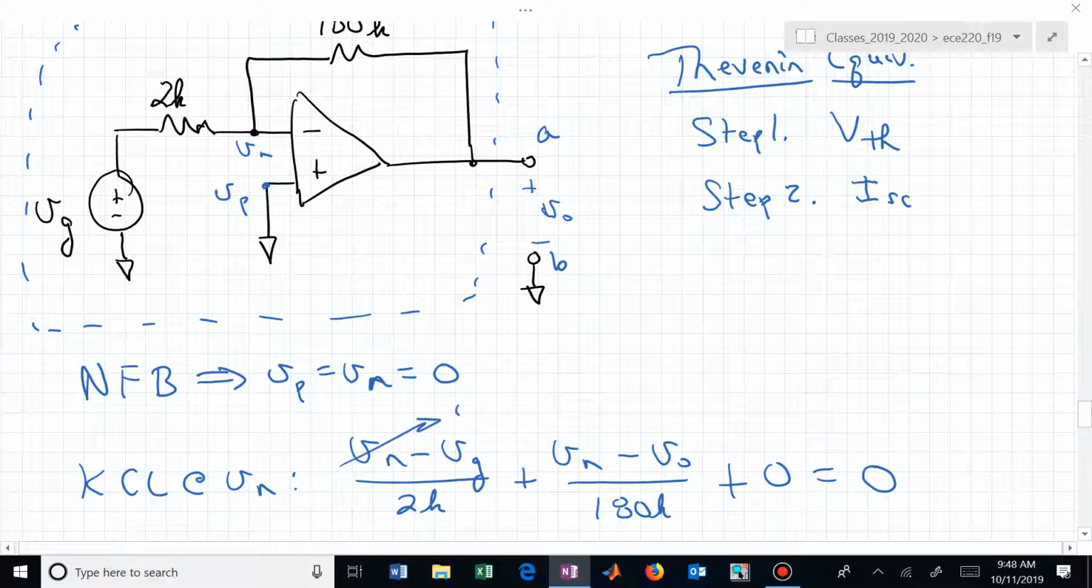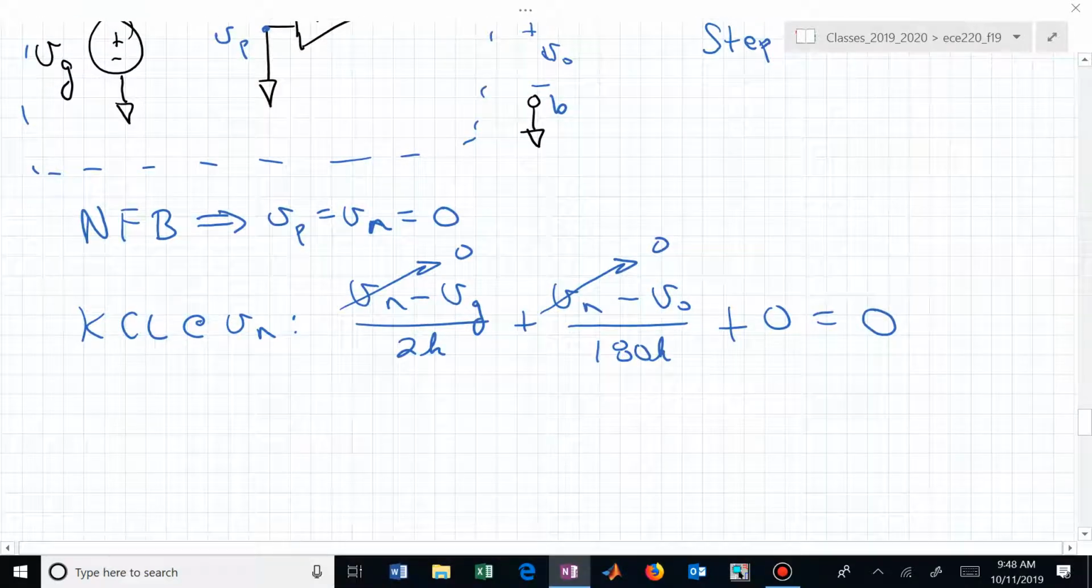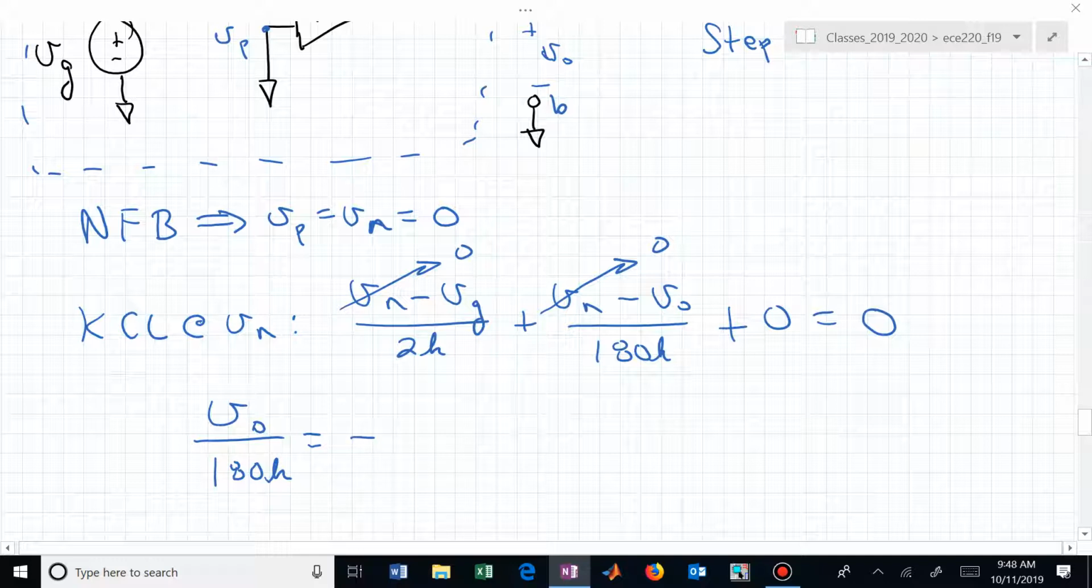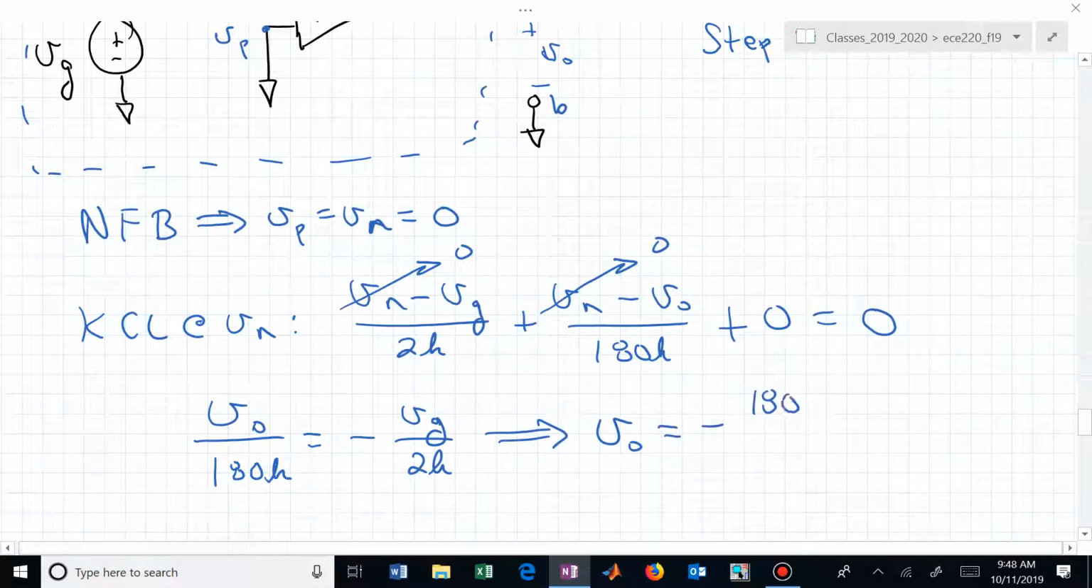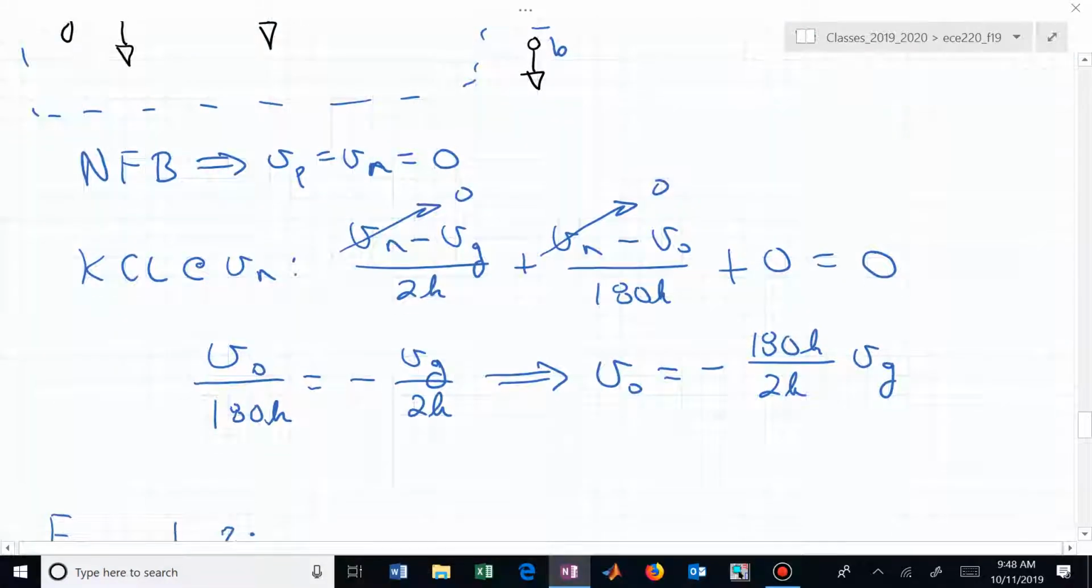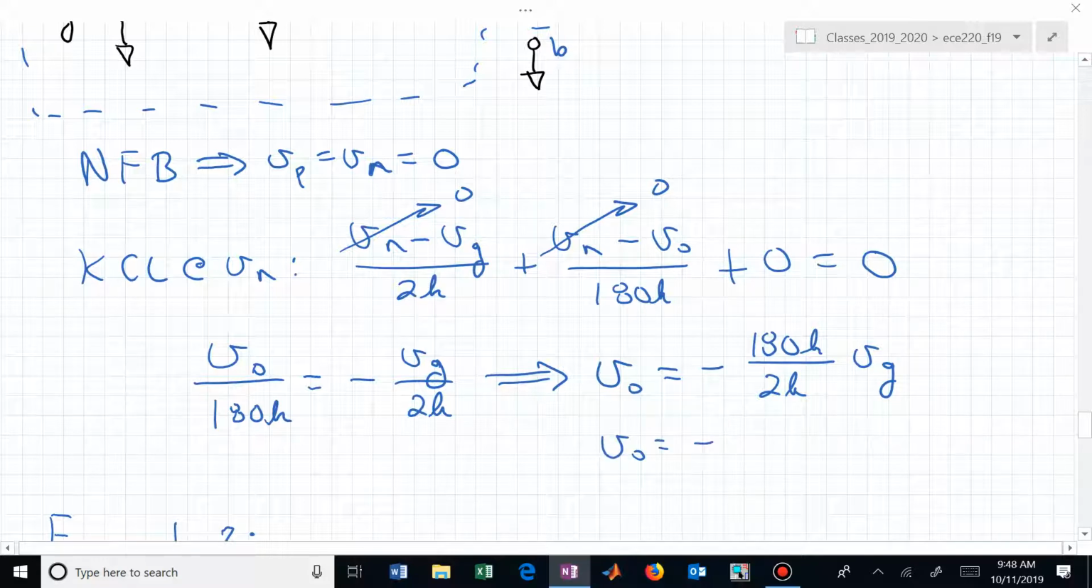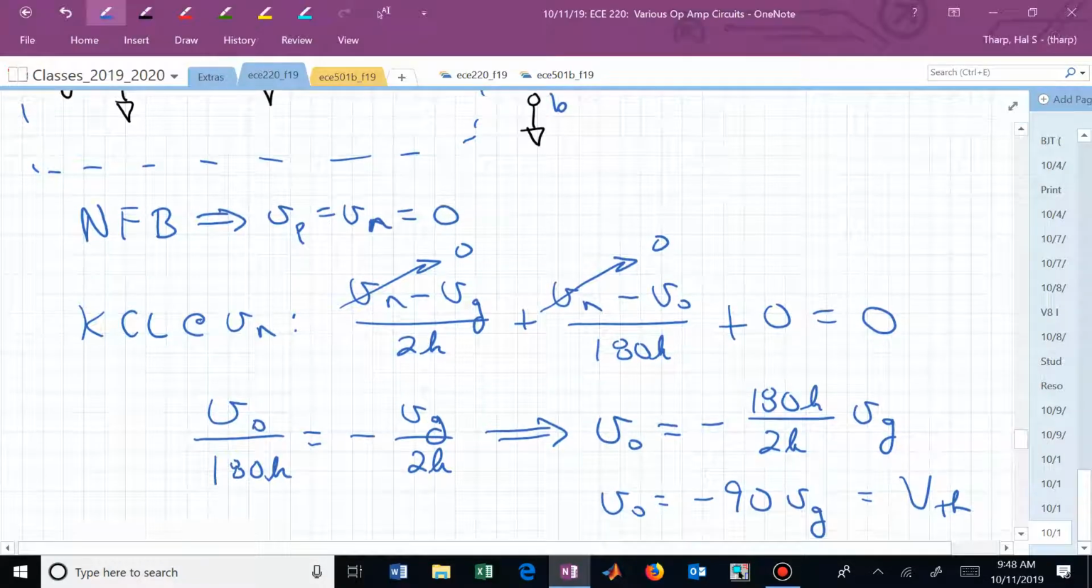V sub N was 0. Now we've just re-derived the formula for the inverting amplifier. Or V sub 0 is now minus 90 V sub G. And this is our V Thevenin.